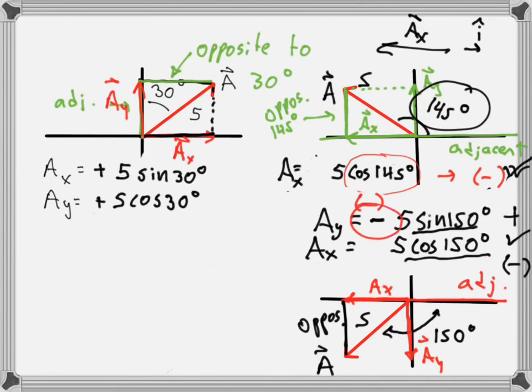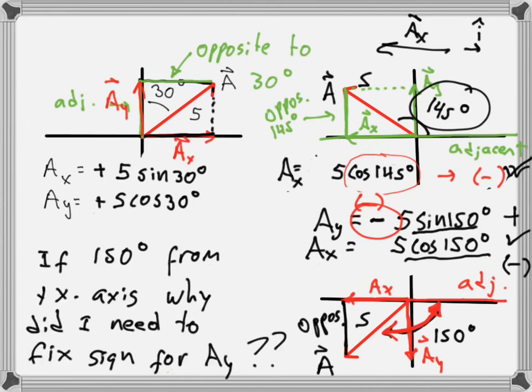So why do we have to do that? The angle of 150 that they gave us was measured from the positive x-axis. So why do we need to fix that sign of the y component by hand? We didn't have to do that for the 145 angle that was in the picture above that one. Well, don't forget that this 150 degrees is measured in the clockwise direction. It is measured from the positive x-axis, that's good, but it is measured in the clockwise direction.